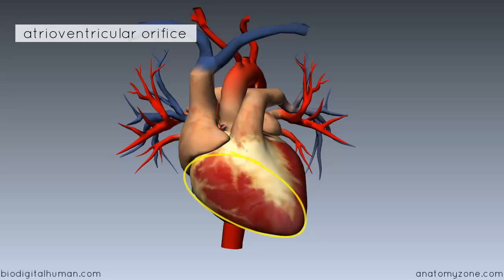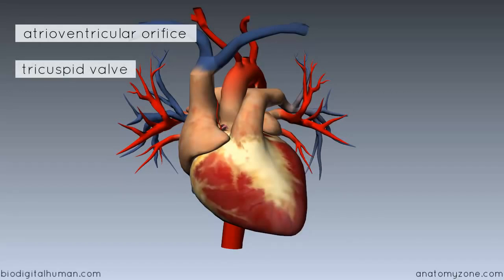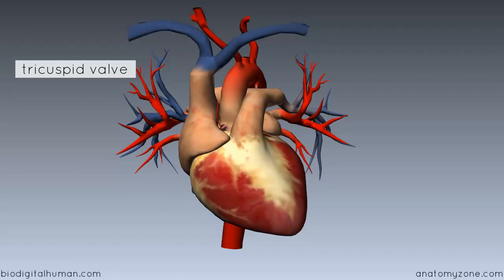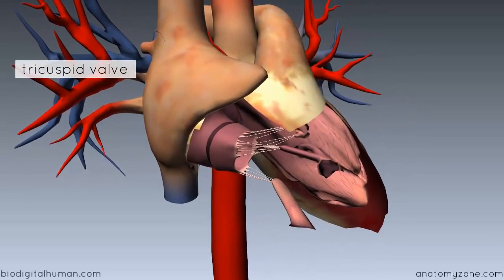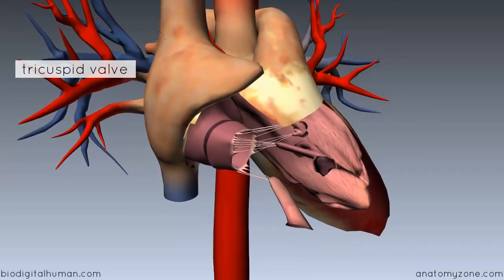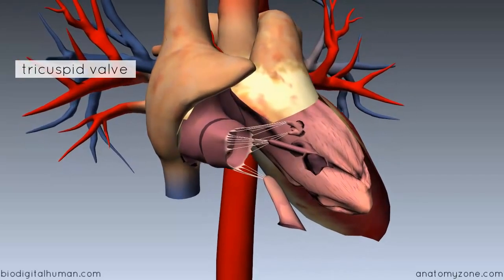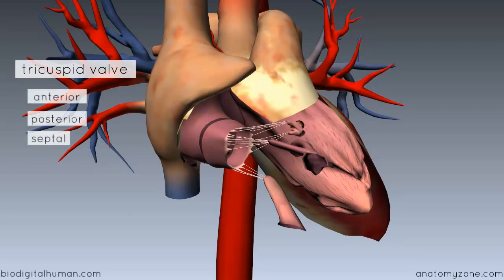And when the right ventricle contracts, the backflow of blood is prevented by the tricuspid valve, which sits in this atrioventricular orifice and prevents the backflow of blood. So I've just dissected away the wall of the right ventricle, and we can see this tricuspid valve here. It's called tricuspid because it has three cusps. So it's got an anterior, a posterior, and a septal cusp. The septal cusp is called septal because it's closer to the ventricular septum, so it's on the septal side.